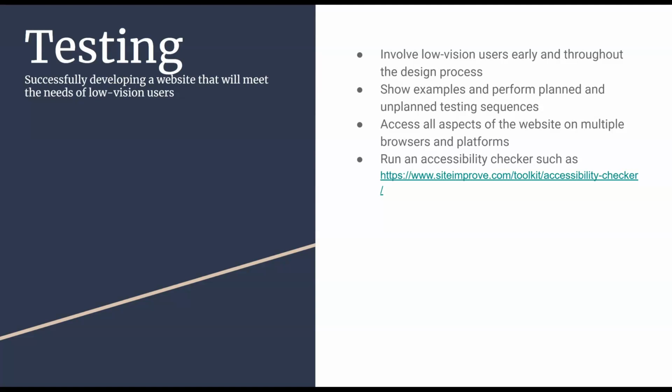Other testing, you should access all aspects of the website on multiple browsers and platforms. It may be very important for someone that's low vision to be able to access on an iPad screen, on a phone, or maybe even a very large monitor. And finally, running an accessibility checker, such as the one found at Site Improve, will help you determine if your website is going to support those with low vision.